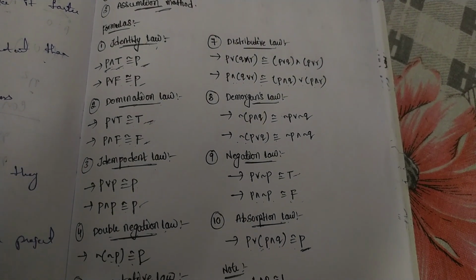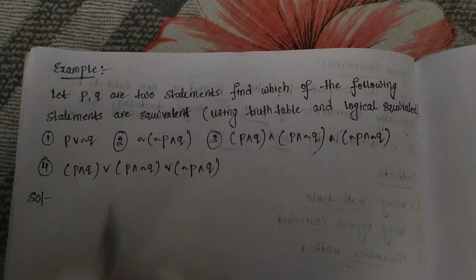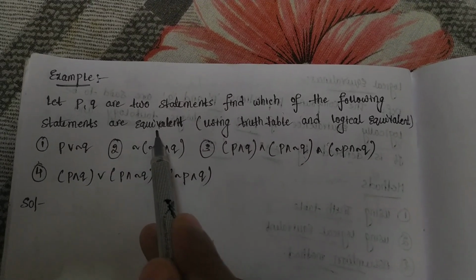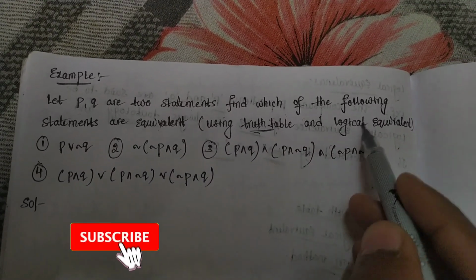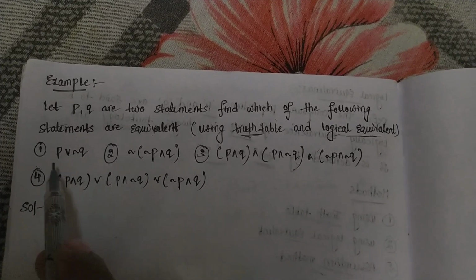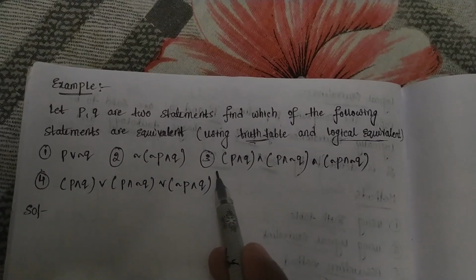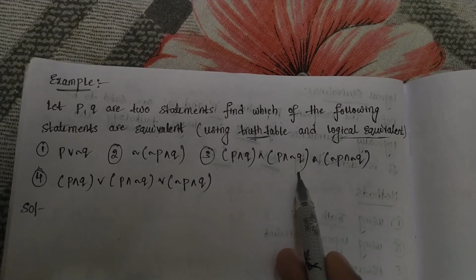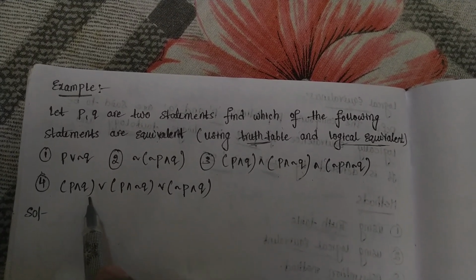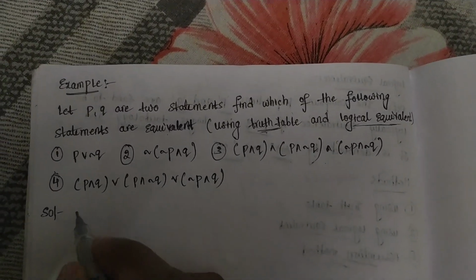So let us discuss some problems using the truth table and logical equivalence formulas. Here it is given: let P, Q be two statements, find which of the following statements are equivalent. Here we have to use the truth table method and the logical equivalence formulas method. The first compound statement is P or negation Q. The second one is negation of (negation P and Q). The third one is (P and Q) or (P and negation Q) or (negation P and negation Q). The fourth given compound statement is (P and Q) or (P and negation Q) or (negation P and Q).